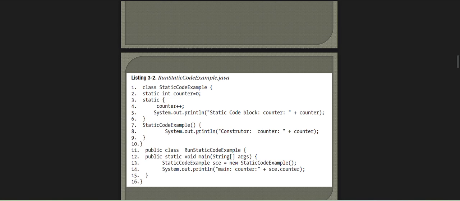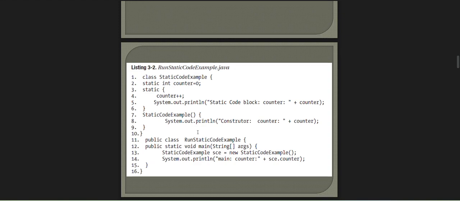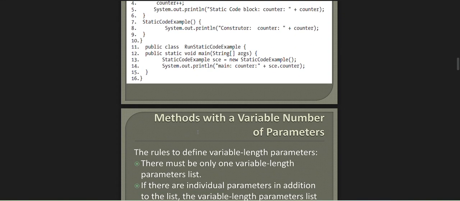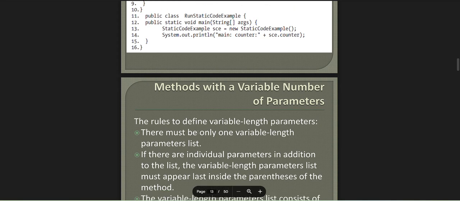Static code example: static int counter; static { counter++; System.out.println("static code block" + counter); } public StaticCodeExample() { System.out.println("constructor" + counter); } public class RunStaticCodeExample { public static void main, StaticCodeExample sce = new StaticCodeExample. Methods with a variable number of parameters.